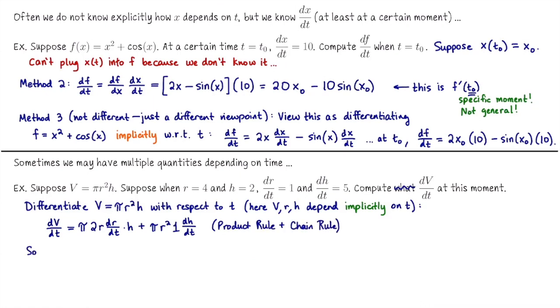So at the particular moment that we're interested in, we can plug in our known measurements. dv dt is going to be 2 pi times the known radius of 4 times the known dr dt value of 1 times the known height of 2, and then plus pi times 4 squared times dh dt, which at that moment we know to be 5. Okay, then we add all that up, and I believe we're going to get 96 pi. So the volume is growing at a rate of 96 pi units cubed per time measurement at that one particular moment in time.